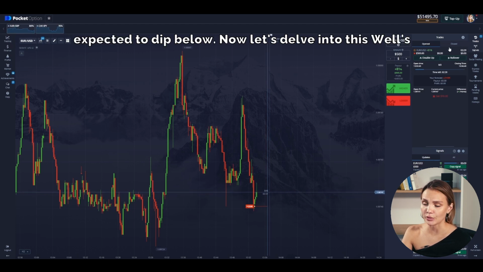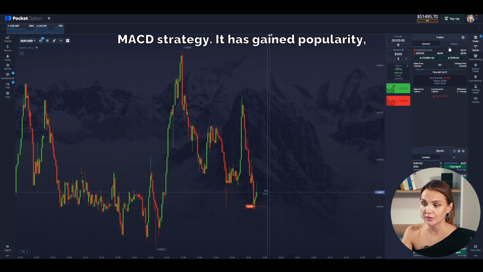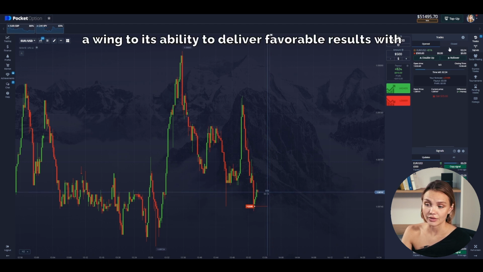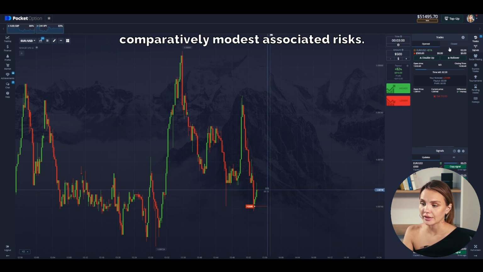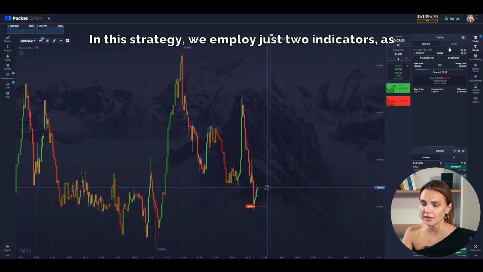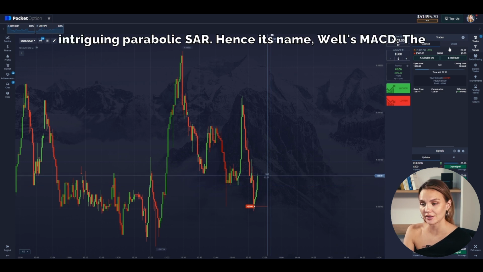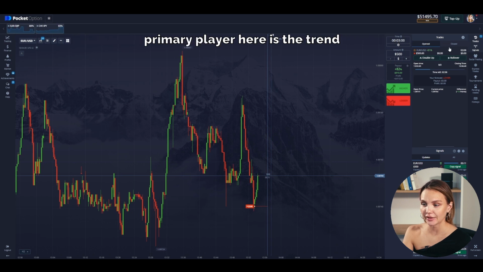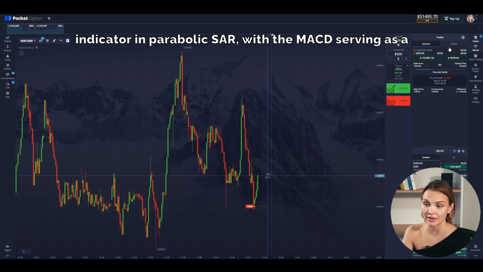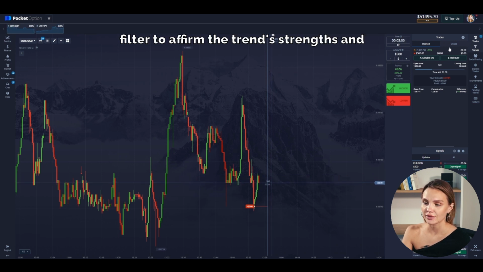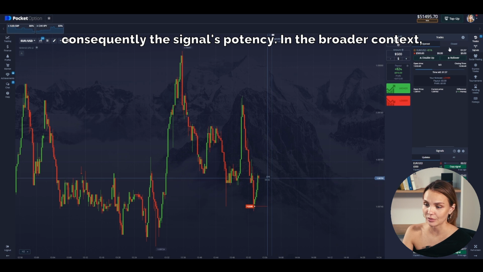Now let's delve into this Wells MACD strategy. It has gained popularity owing to its ability to deliver favorable results with comparatively modest associated risks. In this strategy, we employ just two indicators, as mentioned earlier, the familiar MACD and the intriguing Parabolic SAR, hence its name, Wells MACD. The primary player here is the trend indicating Parabolic SAR, with the MACD serving as a filter to affirm the trend's strength and consequently the signal's potency.